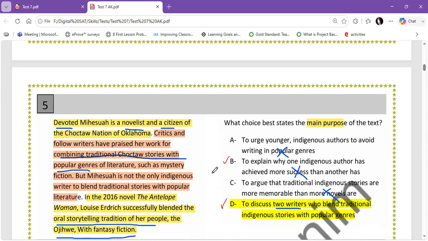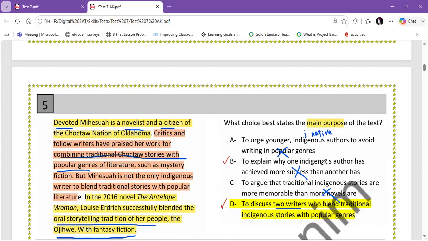Let's find. The first one, to urge younger, indigenous means native. So I'm an indigenous Egyptian. Majd is an indigenous Syrian. Indigenous authors to avoid writing in popular genre. We didn't talk about popular genre here. It only said fancy fiction, and here it doesn't mention anything. So no kind of genre was mentioned. The only genre that was mentioned is fancy fiction.